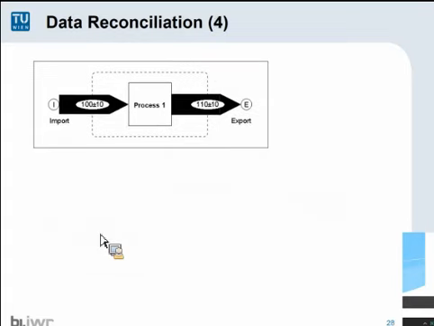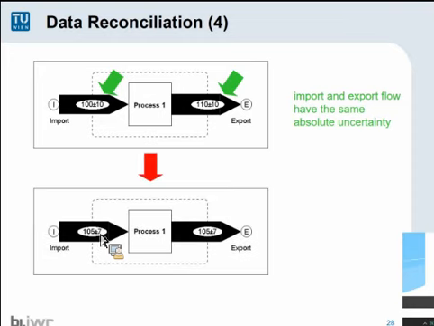Okay, now we have the same model, and this time the import flow and the export flow both have an uncertainty given. So the question now is, what is the result? Normally this would be an interactive part in my presentation where I let people guess the result of this example, but I will show you the results here. After data reconciliation, the mean values are adjusted to be exactly the same.